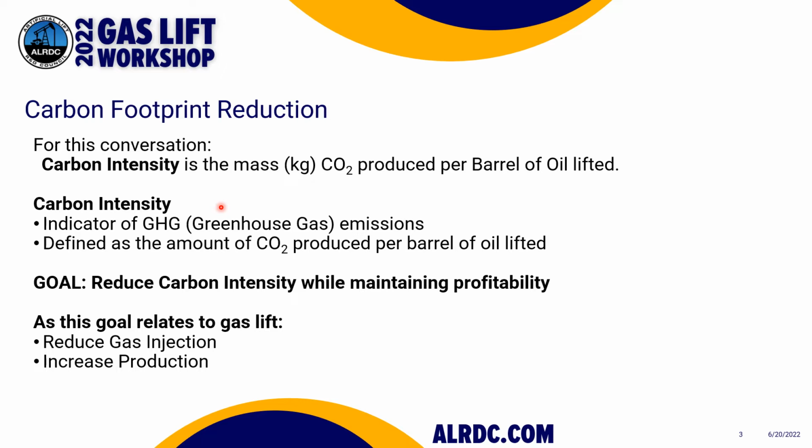We'll use the mass of CO2 in kilograms created to produce each barrel of oil equivalent for our definition, and I actually have that written out in the next slide or one or two later. The point is carbon intensity is indicative of what the carbon footprint is, and higher carbon intensity means more greenhouse gases are created. There's a couple ways to reduce carbon intensity, and that's either create less emissions for the same amount of oil produced, or increasing the amount of oil with the same amount of emissions, or a combination of the two. So let me go on.